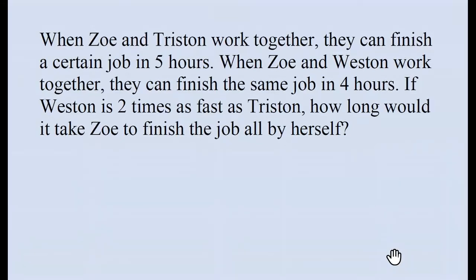When Zoe and Triston work together, they can finish a certain job in 5 hours. When Zoe and Weston work together, they can finish the same job in 4 hours. If Weston is 2 times as fast as Triston, how long would it take Zoe to finish the job all by herself? It's a fairly challenging high school, middle school algebra problem that involves rate.